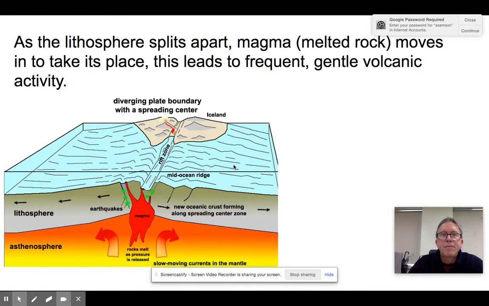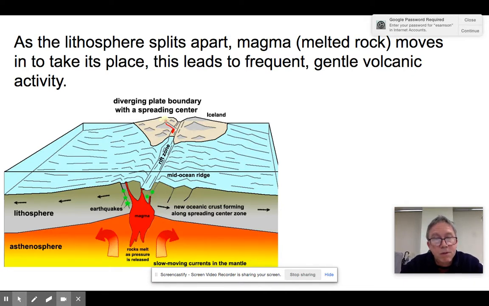So again, as the mantle pulls the two slabs apart, magma is going to come up in between there to fill it up. So what we find is that we tend to get a lot of volcanic activity in rift valleys and in mid-ocean ridges, but this tends to be very gentle volcanic activity, and here's why.